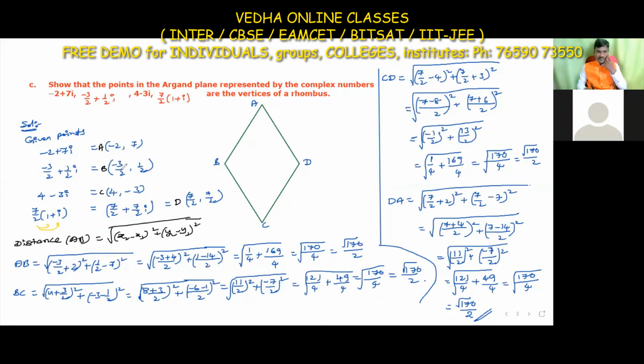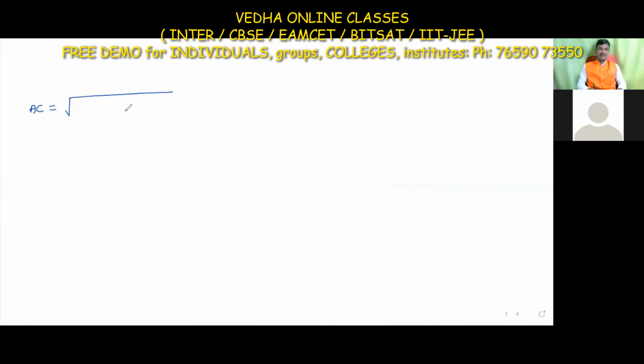Under root of A and C: 4 minus of minus 2, plus 2, so 4 plus 2 whole square, plus minus 3 minus 7 whole square. So 4 plus 2 is 6 square, minus 3 minus 7 is minus 10 whole square. 6 square is 36, 10 square is 100. So this is under root of 136.